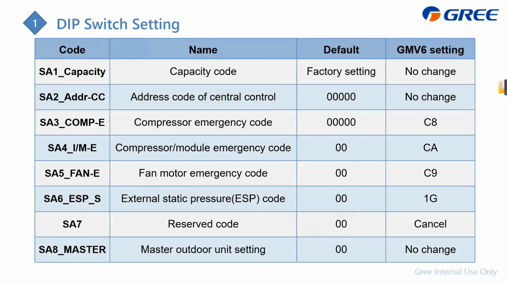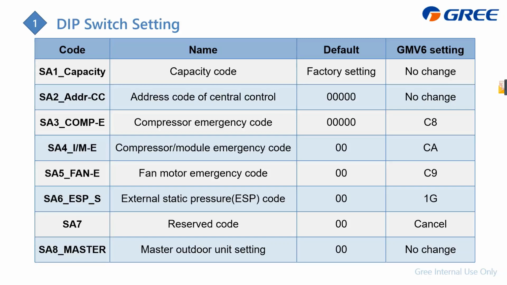And then we talk about the meaning of every dip switch. SA1 is the capacity code. Before leaving the factory, we have already set this dip switch of the capacity, so there's no need to change this. And SA2 is the central control address, but this is central control for the multi-system. This is where you set the address for every system, not every indoor unit. This sets the address for the whole system.